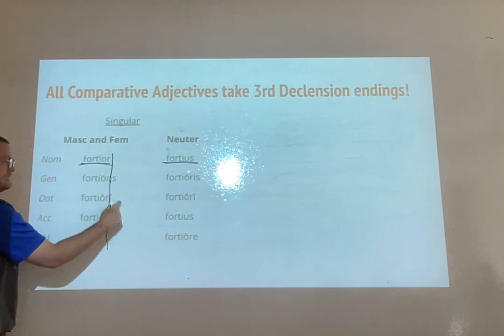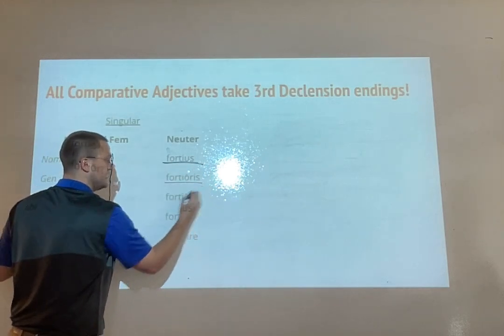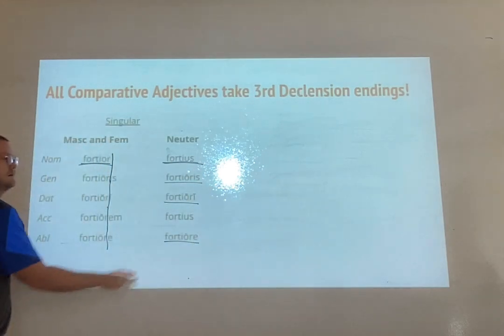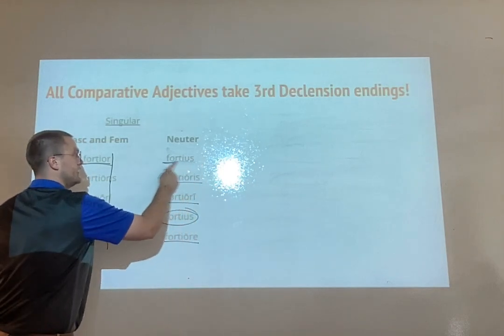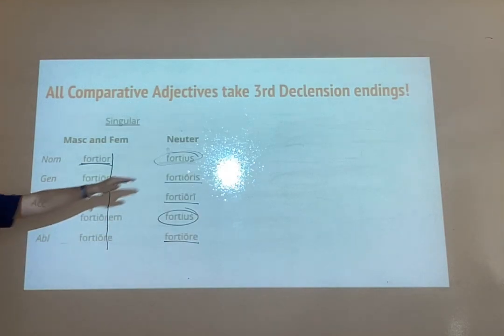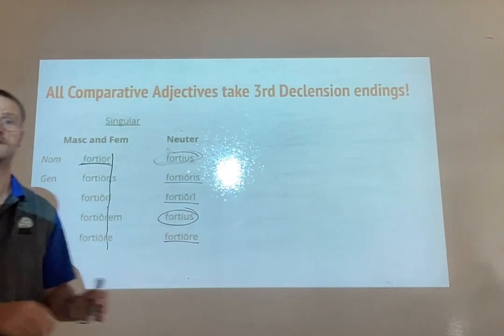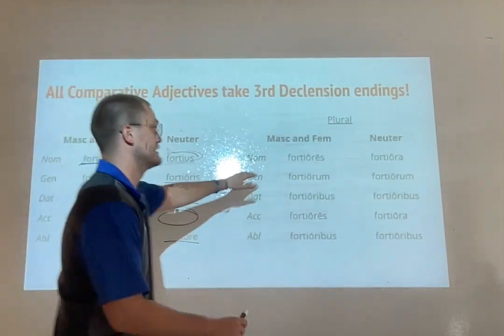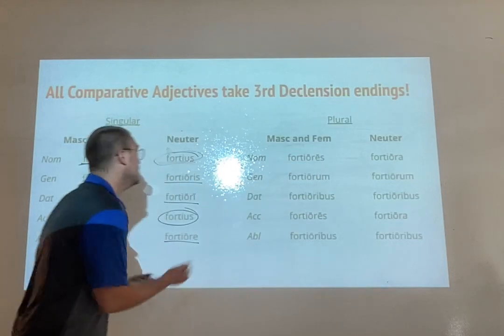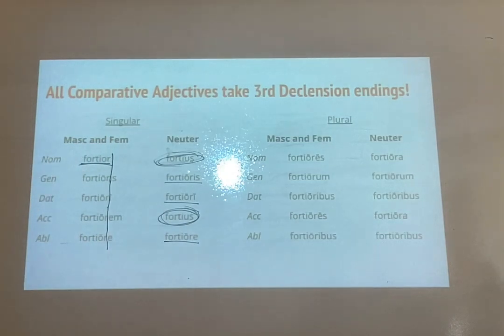Is everybody seeing that? Blank is em, e. But for the neuter, the stem is going to be fortior for everything except for the nominative and accusative. So fortius is the nominative and accusative singular for the neuter. Everything else, like here's the plural, has the stem eor in it. But be on the lookout for these. That's what I'm trying to warn you guys about.